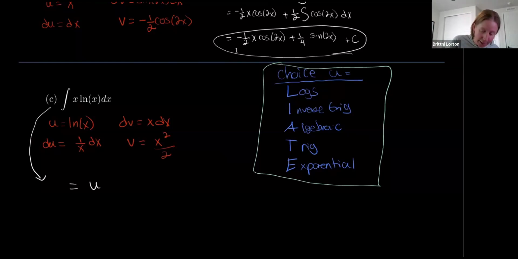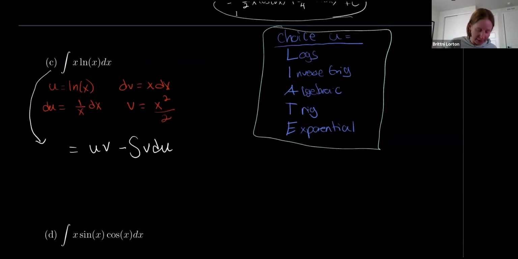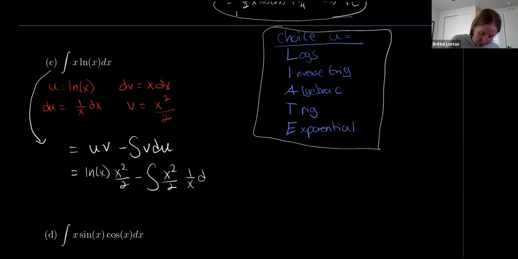So this is equal to, I'm going to copy the formula down one more time. It's uv minus the integral of v times du. I got to remember that formula here. Then I plug and chug. So u was ln of x, v was x squared over 2 minus the integral of v times du.